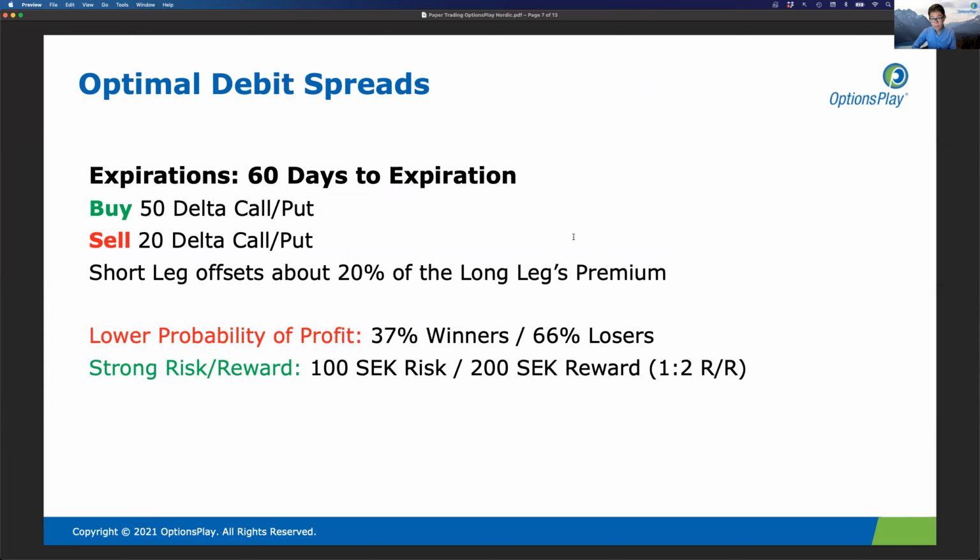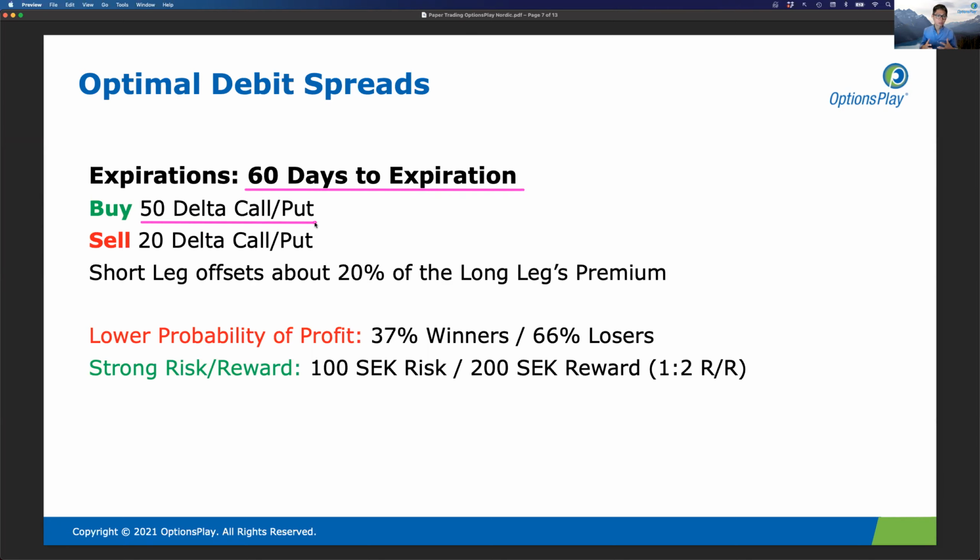The second strategy we're going to look at here today is a debit spread. A debit spread is very similar to a long call option, but we're going to improve the odds of success a little. So a debit spread, we're also going to go out 60 days to expiration. And we're also going to buy that at the money call or put, about a 50 delta, depending on whether we're having a bullish or bearish view. We'll select calls or puts.